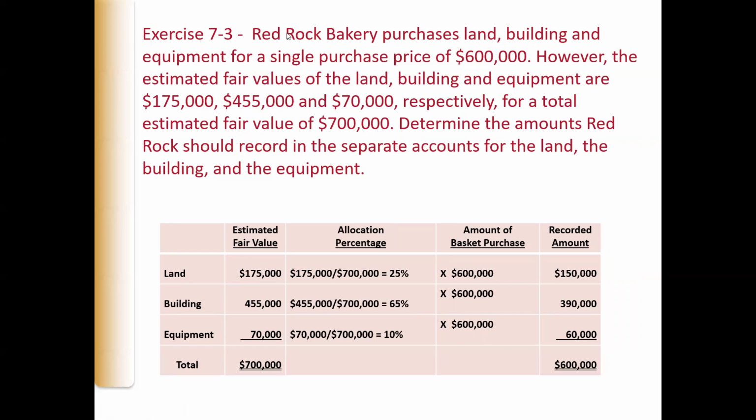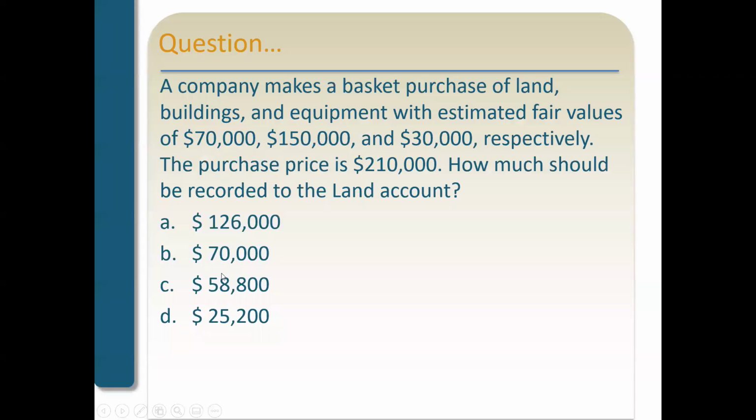We do the same with the building. If the building's estimated value is 455,000 out of the 700,000 total, that equates to 65%. So 65% of this purchase price will be allocated to the building. And the same goes for equipment. Equipment would show 10% of the equipment to the total.